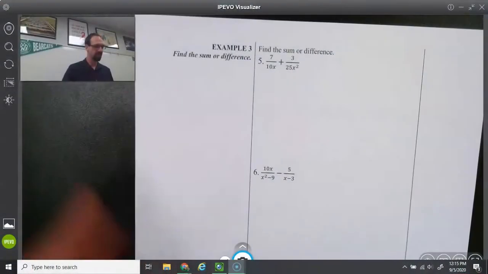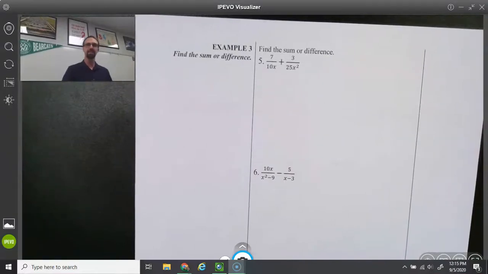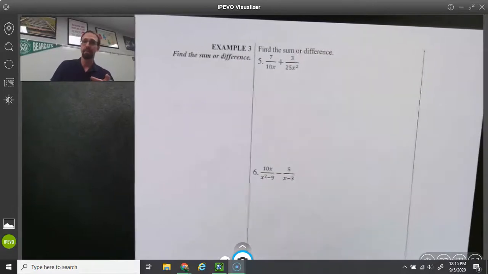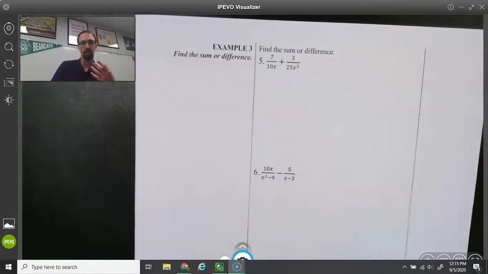This one's jumping into example 3, and this is finding the sum or difference. So we talked about multiplication and division with rational expressions. Now we're going to add and subtract them. Before you can add and subtract anything that's rational, remember rational means a fraction, they have to have the same denominator. So looking at number 5, they do not have the same denominator. They're not both 25x squared or 10x.